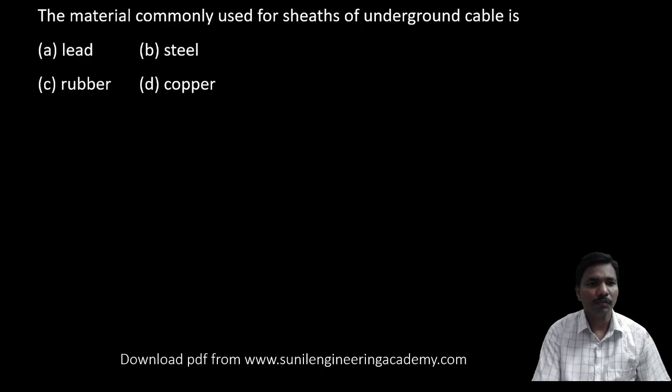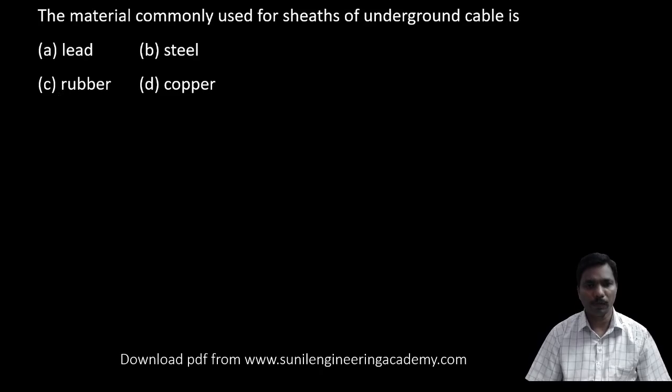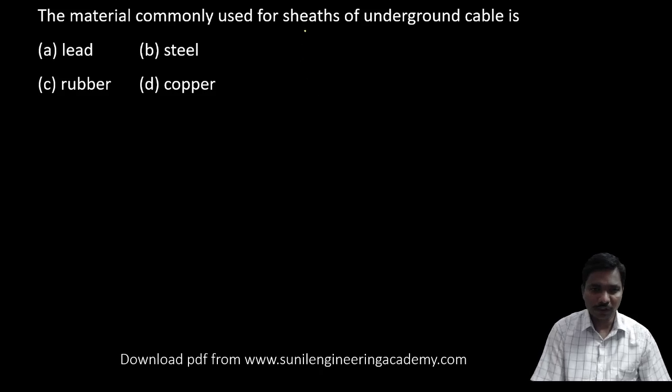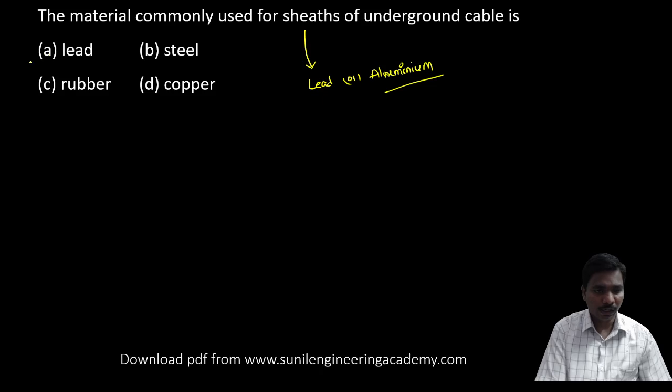Coming to the next question. The material commonly used for the sheath of an underground cable. Generally, for the sheath of an underground cable, we can use lead or aluminium. Here lead is given, so we go with lead.